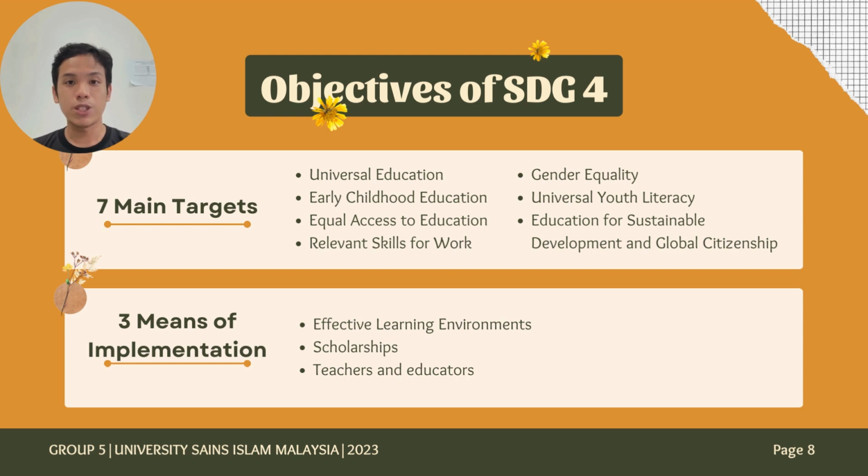Next, universal youth literacy. UNESCO aims for all members of society to be excellent in literacy and numeracy. And the final one, the seventh one, education for sustainable development and global citizenship. By 2030, UNESCO targets that all individuals should be educated and well equipped with useful knowledge and skills to promote and provide a sustainable environment for living. Next, we would like to go over the three means of implementation that UNESCO has given us.